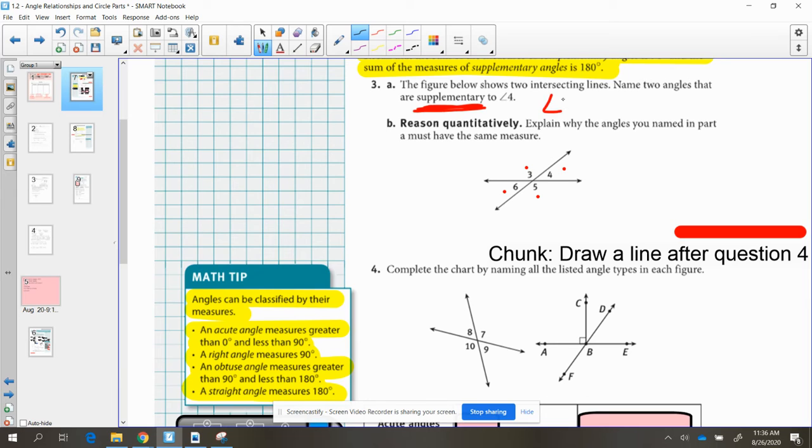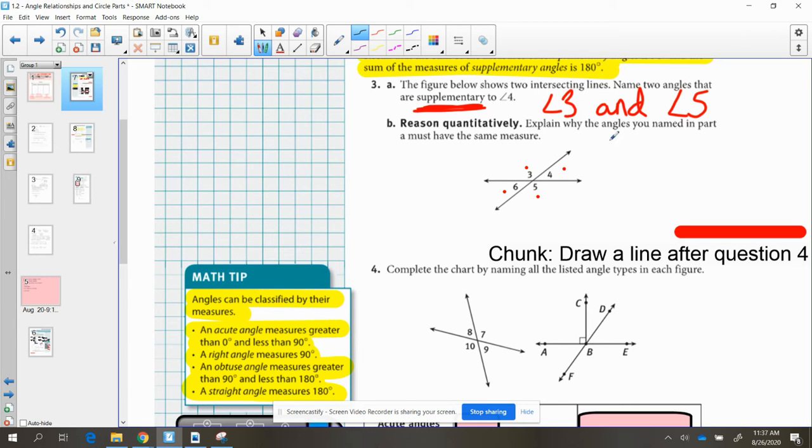hopefully you're going to answer correctly in that it's going to be angle 3 is supplementary to angle 4 and angle 5 is supplementary to angle 4. Now, a couple things you're going to notice is that not only are angle 3 and angle 5 supplementary to angle 4, they're also supplementary with angle 6.